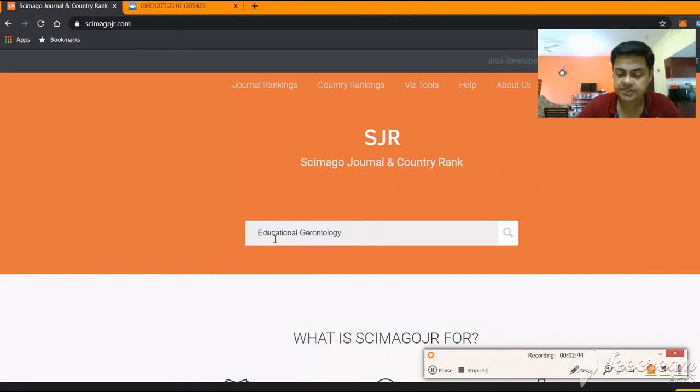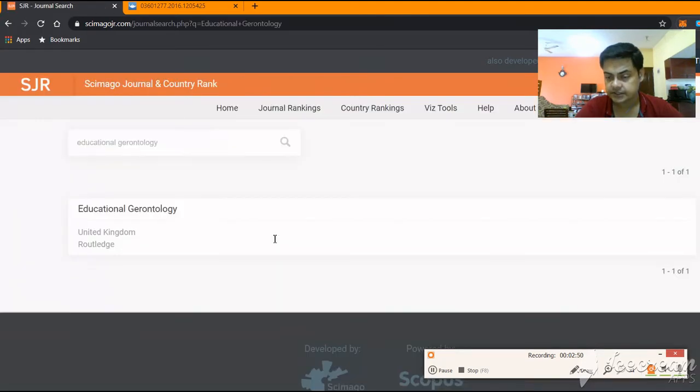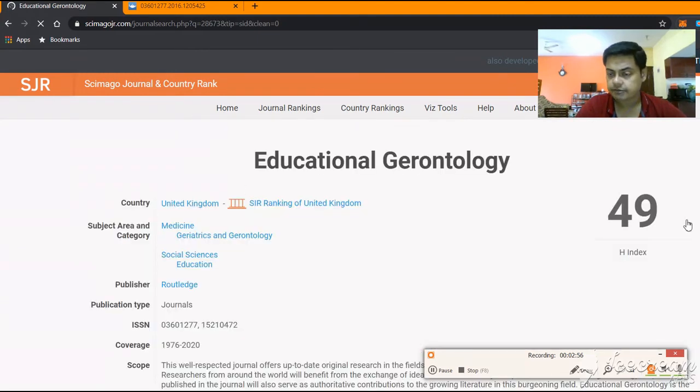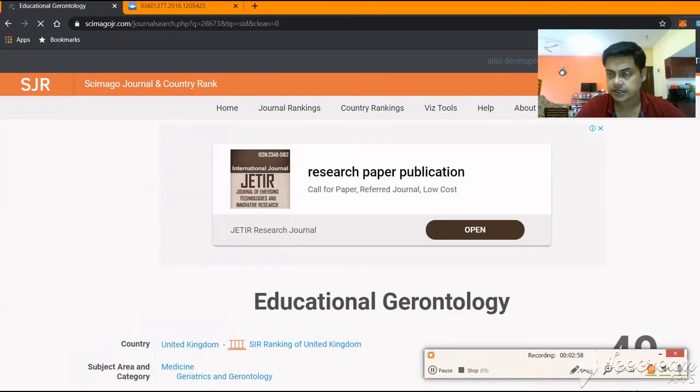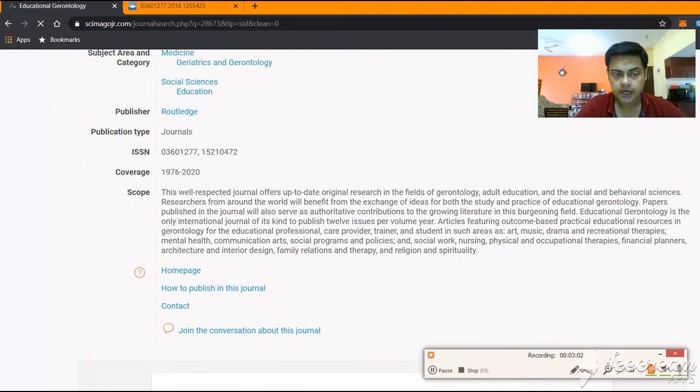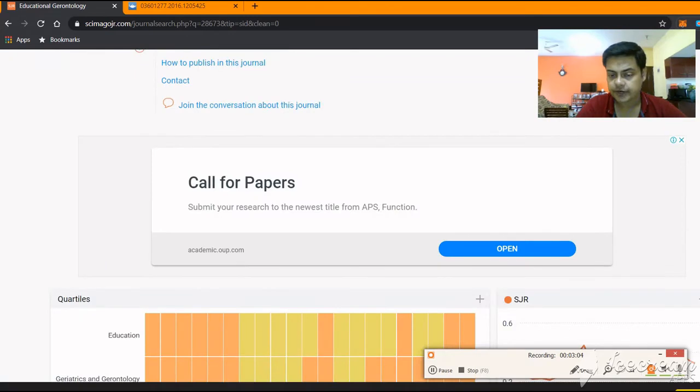We'll just paste it here in SCImago and try to see this journal and, very importantly, the health of the journal. So this journal is a UK journal, a Routledge Corporation journal. 49 is the H index of the journal, so pretty healthy. It's from 1976, so pretty healthy again.